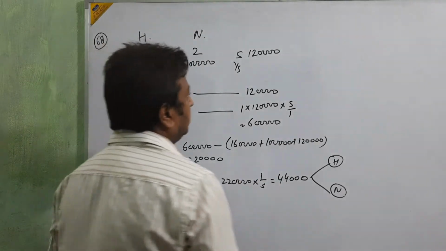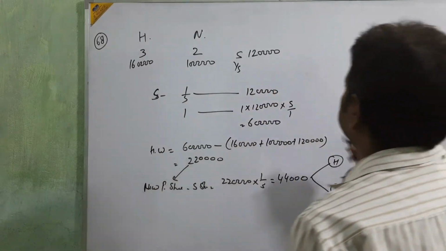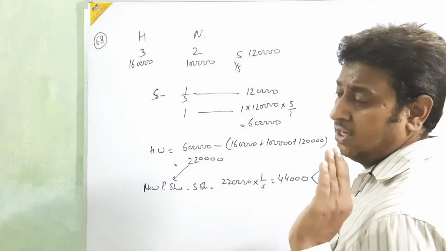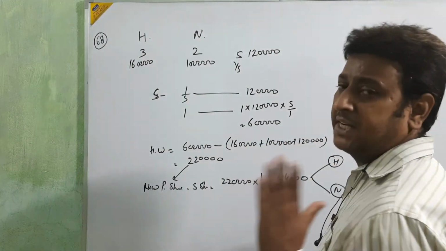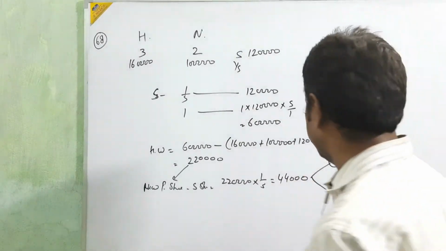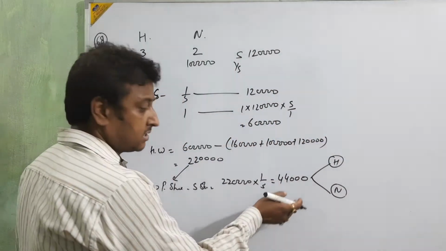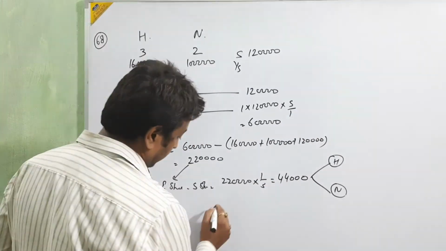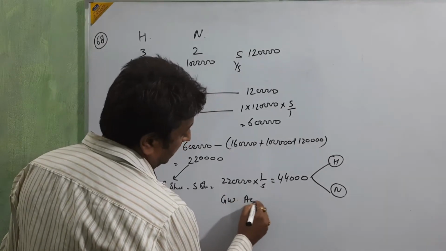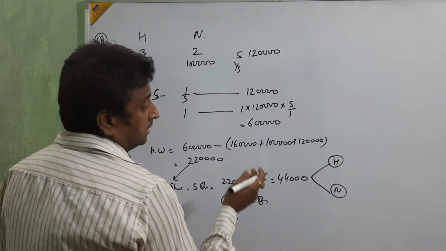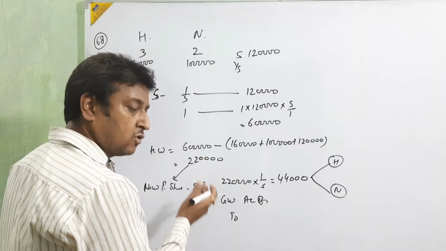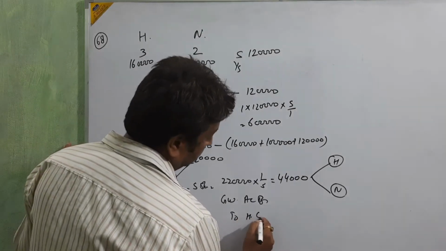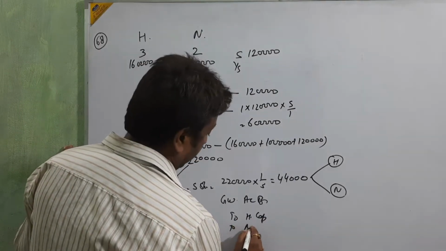The first entry, the cash account debit to S's capital to goodwill, is not needed here. So here we only do the entry for the distribution of this goodwill, beta. Goodwill account debit if it comes with cash; if it does not come with cash then current account debit, to H's capital and to N's capital.